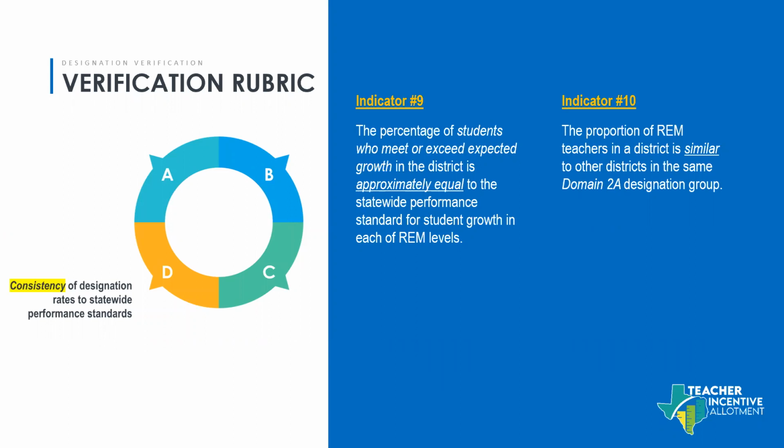The last domain, Domain D, is to confirm that the designation rates in each district are aligned with the statewide projections of the proportions of designated teachers. There are two indicators. For indicator 9, we will examine if the percentage of students who meet or exceed expected goals in the district is approximately equal to the statewide performance standards for growth, separately for each of three designation levels. For the last indicator, 10, we will calculate Cramer's V to measure how much the proportions of designated teachers in the districts are similar to the proportions in other districts in the same Domain 2A designation group.